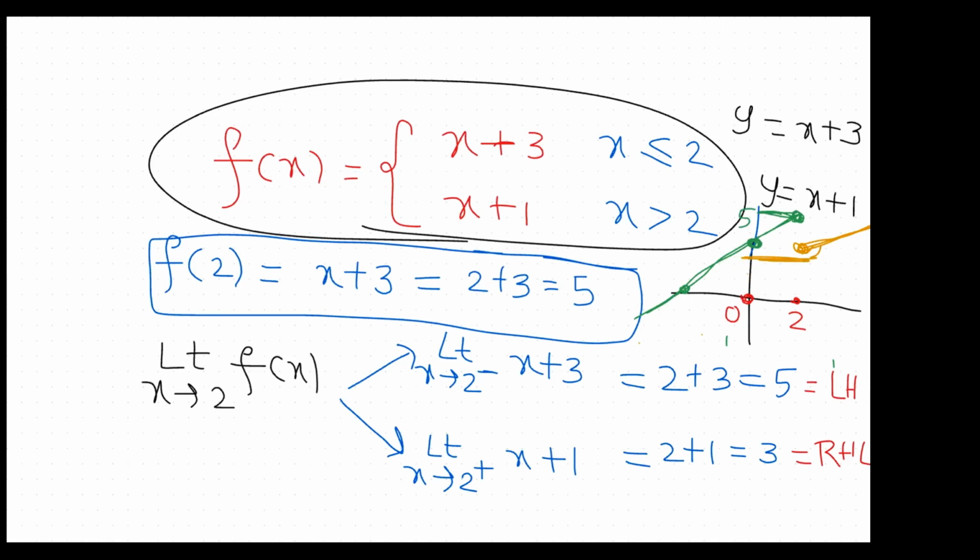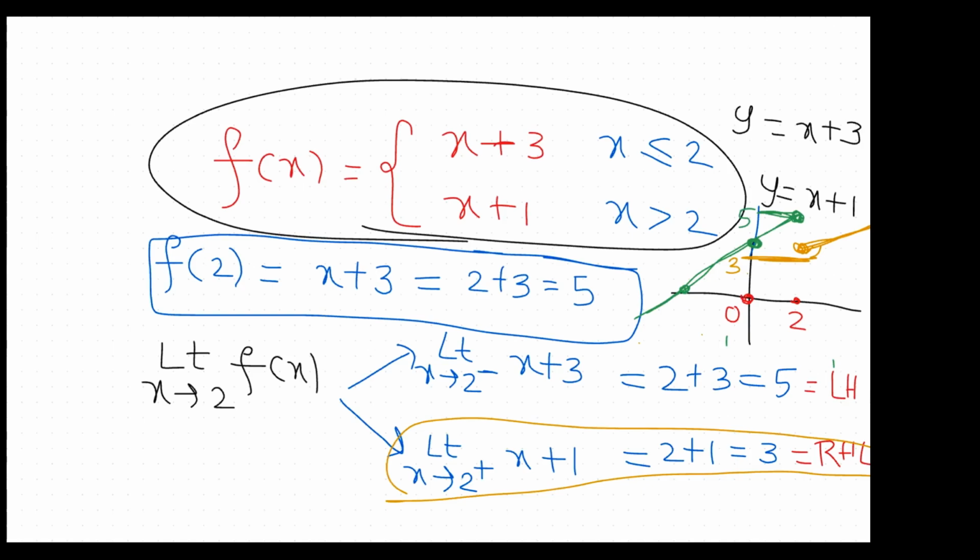Above 2, how much is the function giving? Just above 2, in the right-side neighborhood of 2, it is giving 3. See, there is so much variation between the left-hand limit and the right-hand limit, correct or not? And there is a breakage in the function also. That's why we say the limit does not exist.